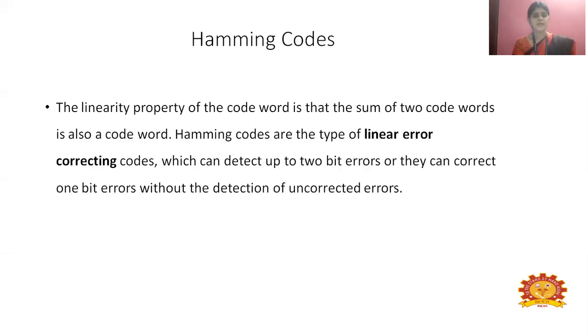Next one, Hamming codes. The linear property of the code word is that the sum of two code words is also a code word. The Hamming codes are a type of linear error correcting codes. These Hamming codes are able to detect up to 2-bit errors, or they can correct 1-bit error without the detection of uncorrected errors.